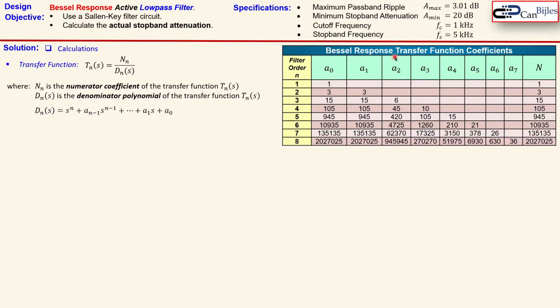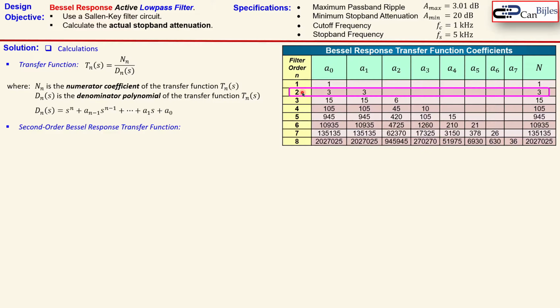Now for the Bessel response transfer function, we have the coefficients shown here. This is then from first order up to the 8th order. You see here a0 up to a7, so we have 8 coefficients. And this capital letter N for our numerator coefficient, in this case you see that is also changing depending on the filter order. Now in this case we have a second order Bessel response transfer function. That means we need to look at this row.